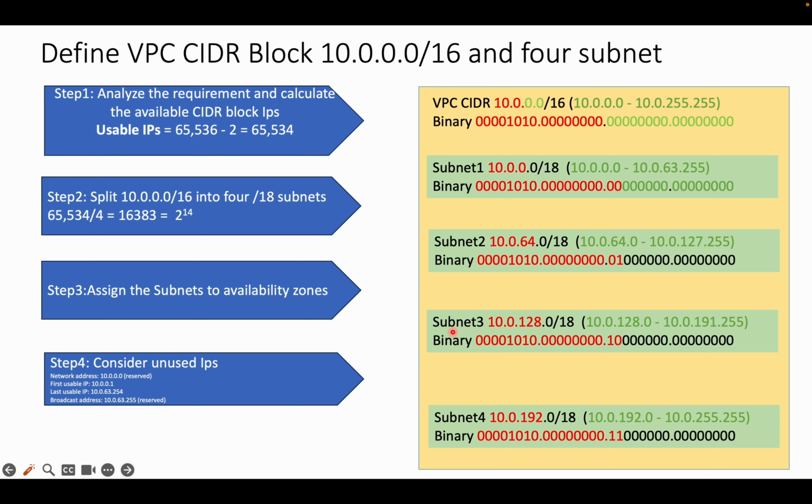Similarly, I have subdivided the subnet into another two chunks, starting from 128 to 191, and the last one from 192 to 255. Available CIDR block IPs are equally divided into 4 subnets here.